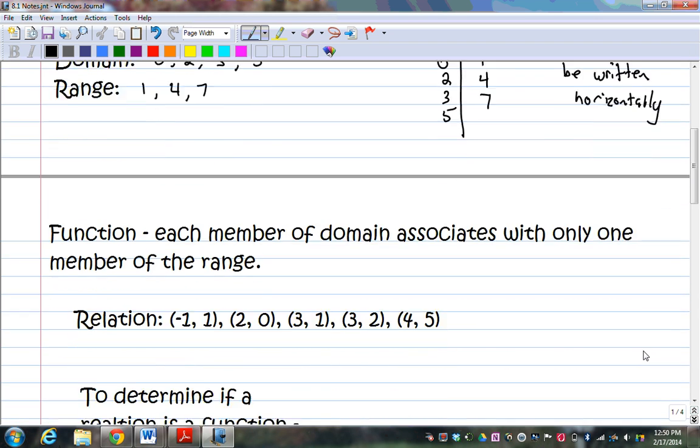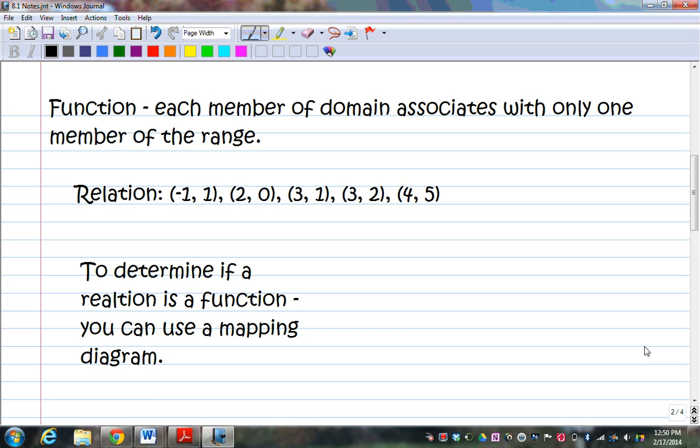Now, a function is a relation. But it's specific because each member of the domain, meaning the x values, associates with only one member of the range. Now, the easiest way to kind of show this is with a sample. So here I have another relation. And if you want to determine if it's a function, you can use a mapping diagram.